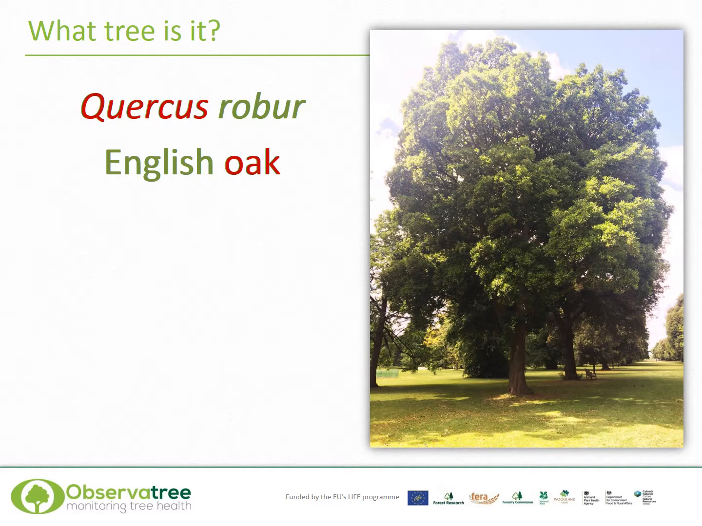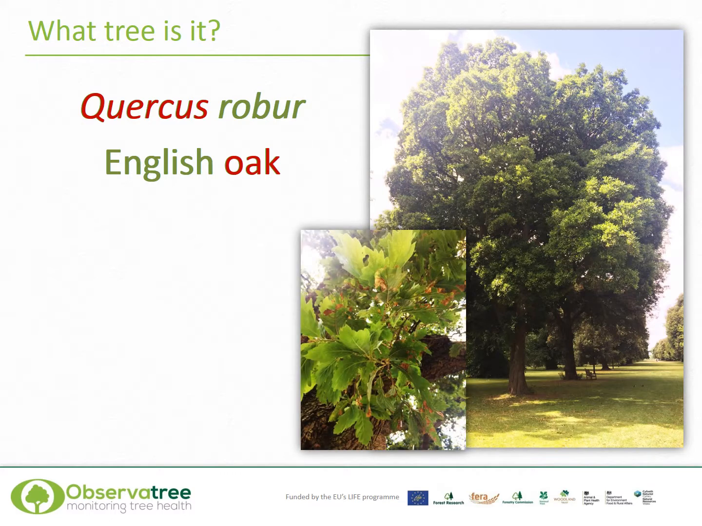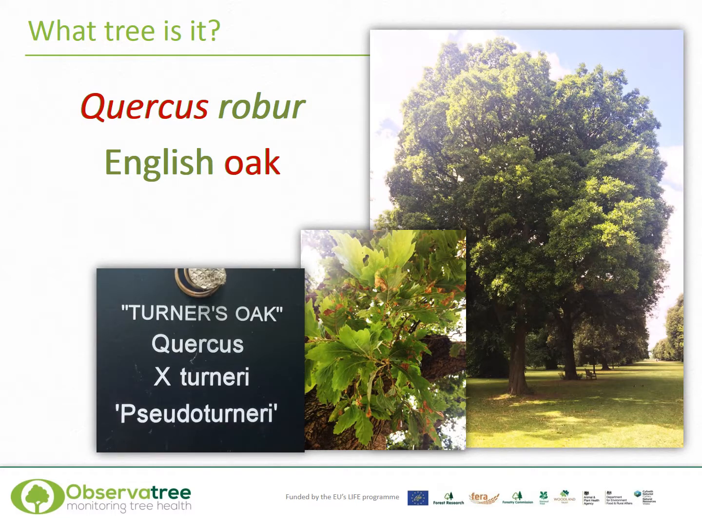For example, although from a distance this tree looks like an English oak, on closer inspection we will see that it is in fact a hybrid. The tree has been produced by crossing an English oak with a Mediterranean holm oak, Quercus ilex, and actually has a common name of Turner's oak. The X in its scientific name lets us know it's a hybrid.